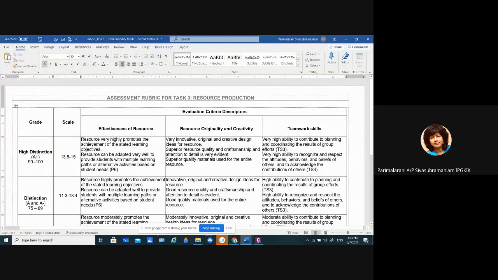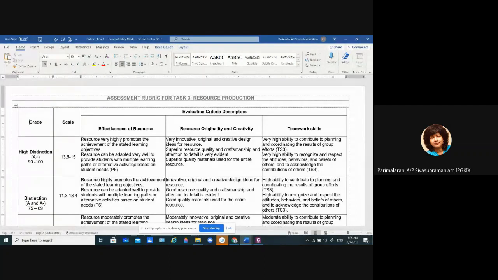Resource very highly promotes the achievement of the stated learning objective. Resource can be adapted very well to provide students with multiple learning paths or alternative activities based on student needs. This means that when you do a resource, the resource must be flexible in the sense that you can adapt the resource a little bit to use it for a different kind of student or to teach a different skill. For example, if you did a resource to teach, say, proper fractions, then that resource can be adapted to teach maybe improper fractions or mixed numbers. You can adapt the resource so that very good students can work at a higher level, and maybe the weaker students can work at a lower level.